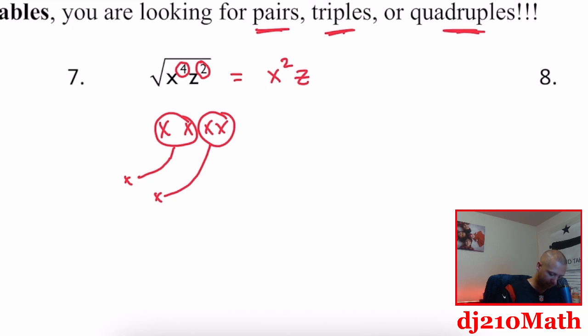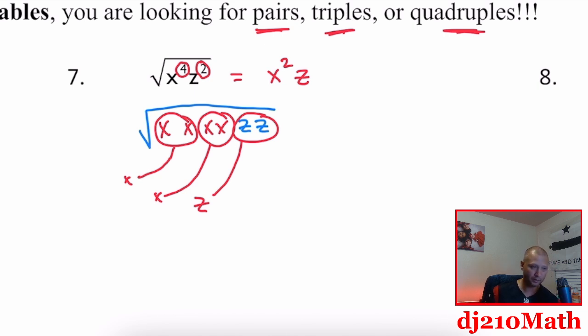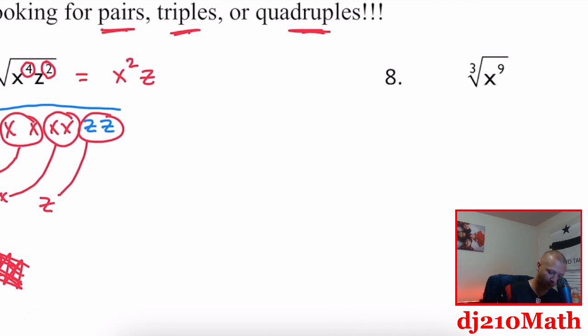So, I guess I could have drawn it like this. What I don't want you to do is think, oh, there's 2 x's. That's not the case at all, because when you multiply variables, you add the exponents. Okay, one more time.